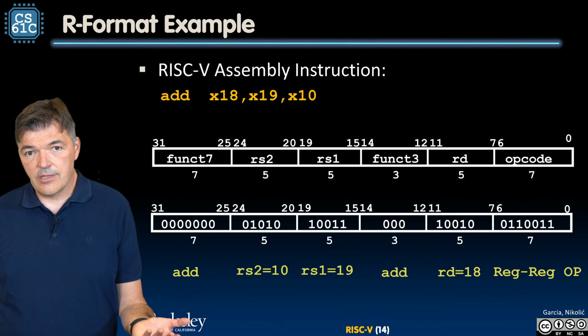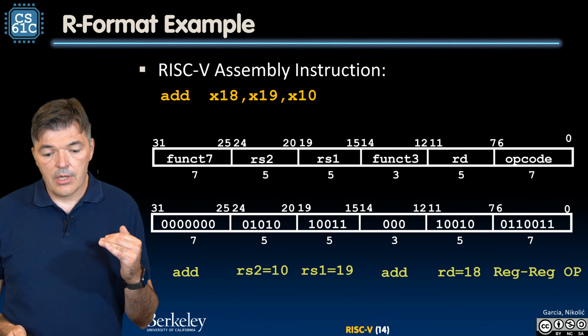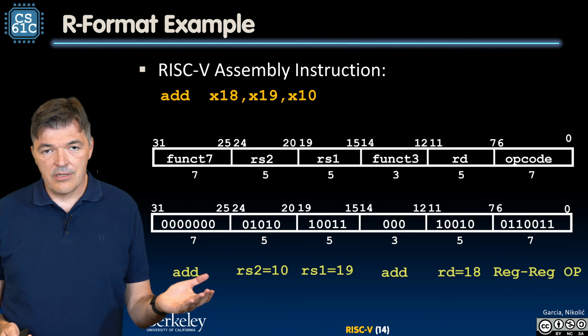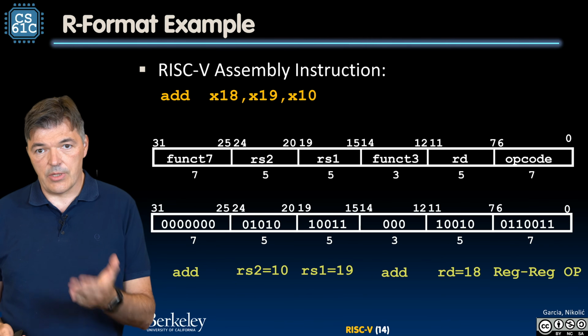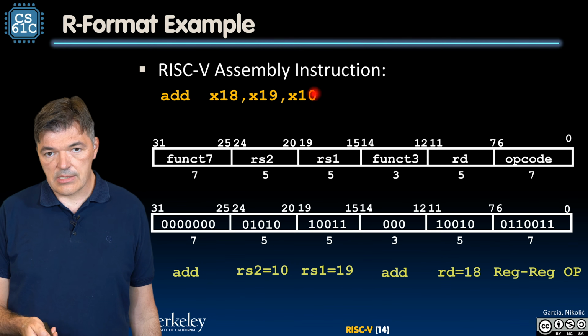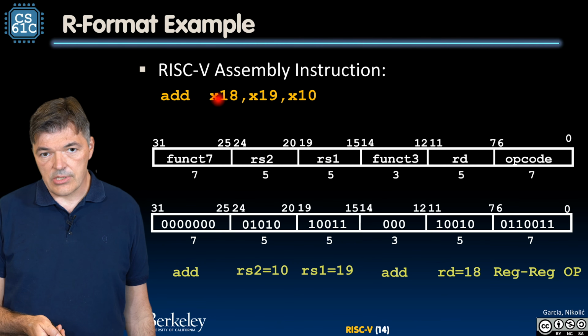So let's take a look at a practical example of how we do that. Let's encode the first instruction that we have learned for register-based operations. That's the add, and the format of the add is add RD, RS1, RS2. In this case, add will operate on the contents of the registers X19 and X10, add them together, and place the result in the destination register X18.